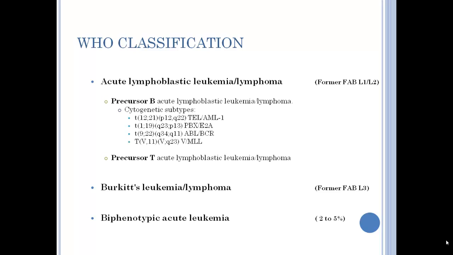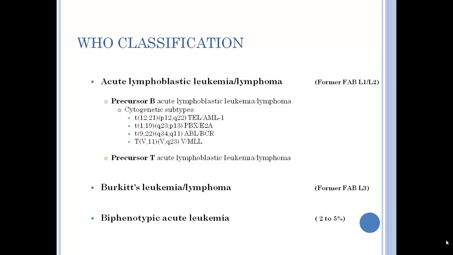WHO classification. WHO classification uses the immunophenotyping technique. It divides acute lymphoblastic leukemia into two major categories: precursor lymphoid neoplasm and mature lymphoid neoplasm. The precursor lymphoid neoplasms include both B lymphoblastic leukemia and T lymphoblastic leukemia.